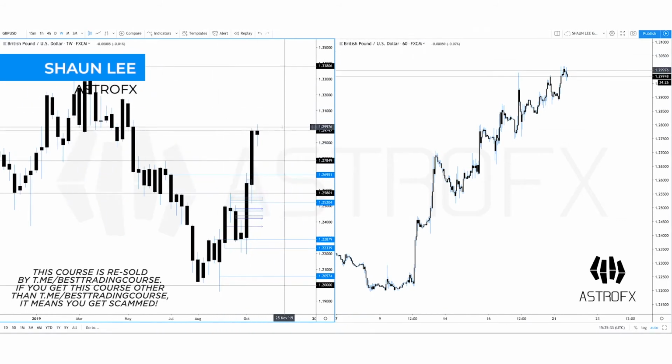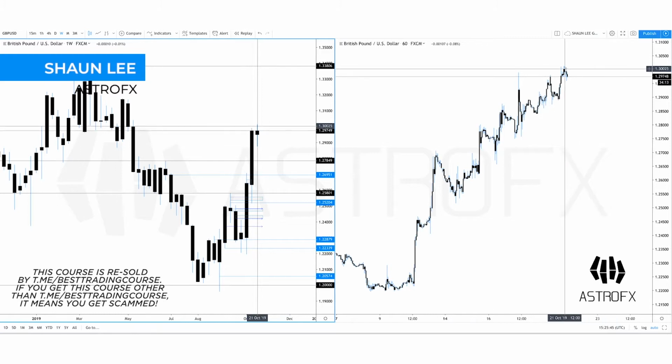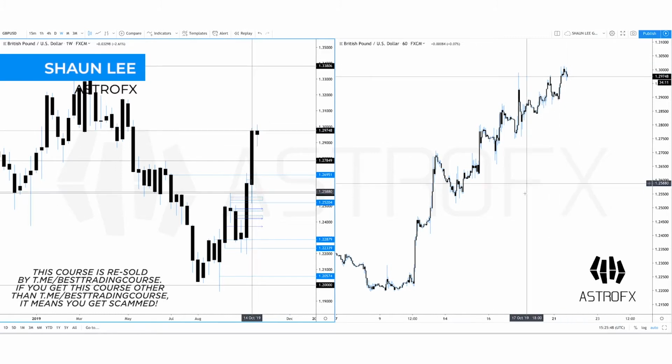Currently, as you can see, if I put my crosshair at 1.3 and you translate this over to the right-hand screen on the hourly, you can see that the psychological level of 1.3 is forming some intraday resistance right in this little area here. So let's get into the hourly and go across a few pairs. For the next few days, it's October the 21st, Monday at the moment.